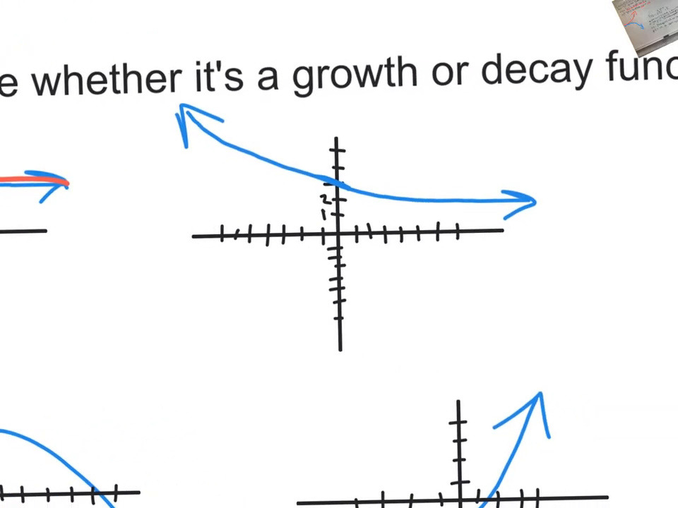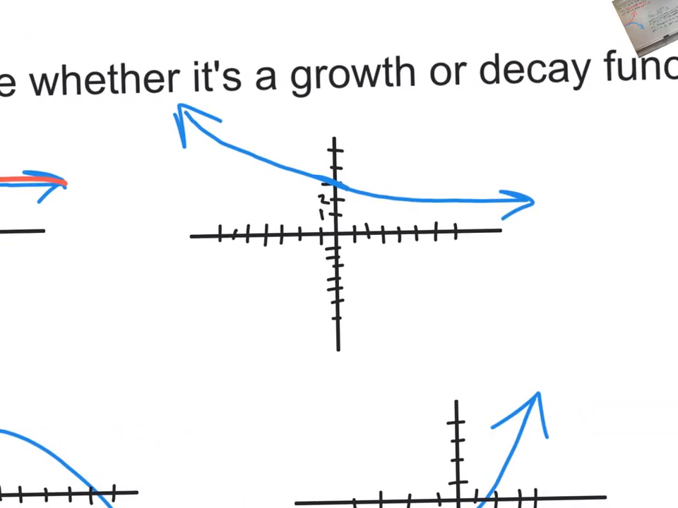Let's move on. How about this guy? This guy, from left to right, is it growing to positive infinity or negative infinity? It's not going to positive or negative infinity. It's approaching a certain value, and that certain value is the asymptote 2. Okay, there it is, 2. So y equals 2 is the asymptote here also. And this is a decay function. So let's write down decay.